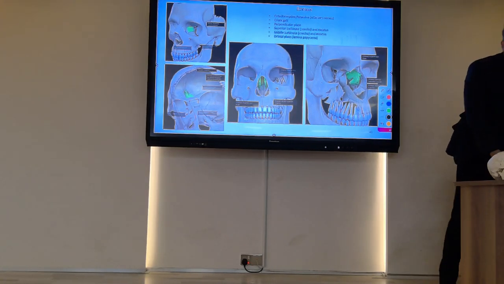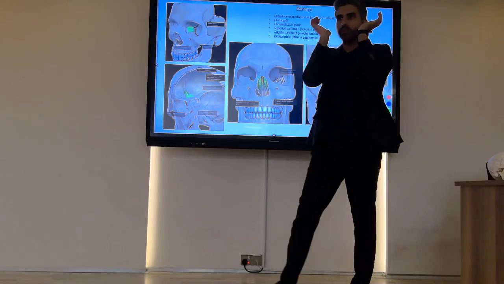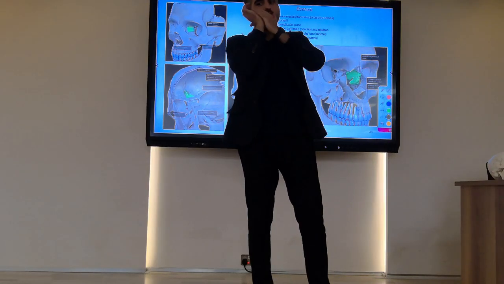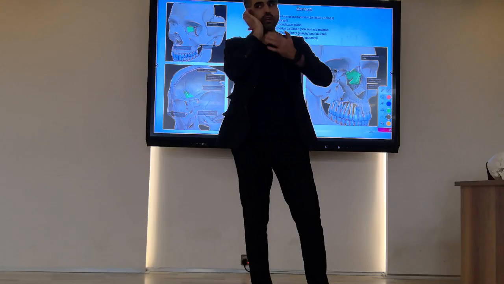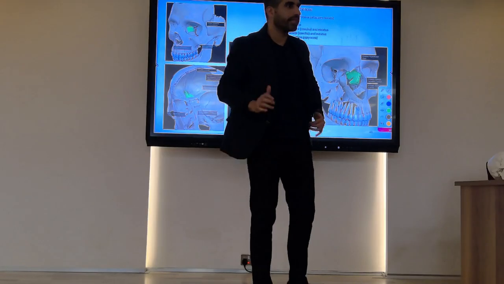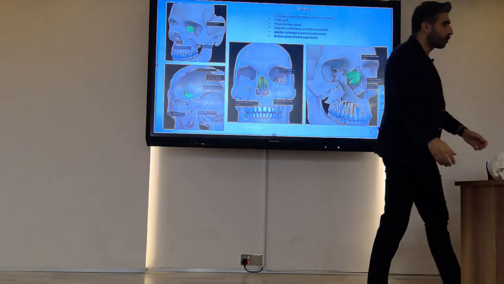So again, greater wing has this shape. It has three parts. One part in the base of the skull, one part in the lateral side of the skull, and one part in the orbital cavity, lateral wall of the orbital cavity.